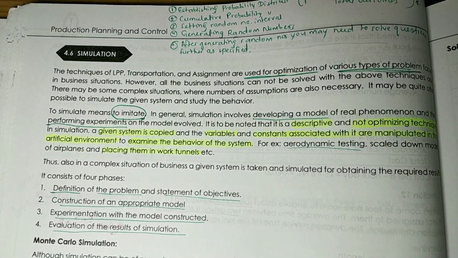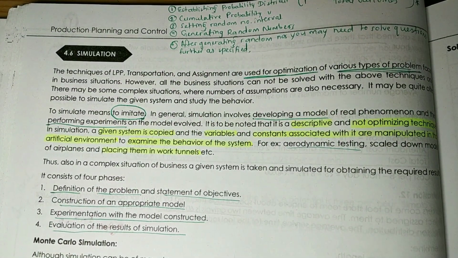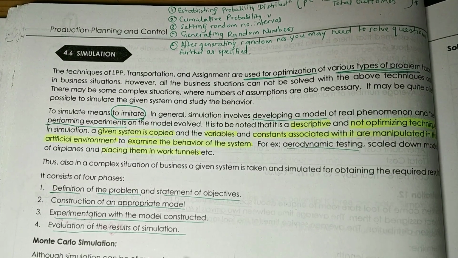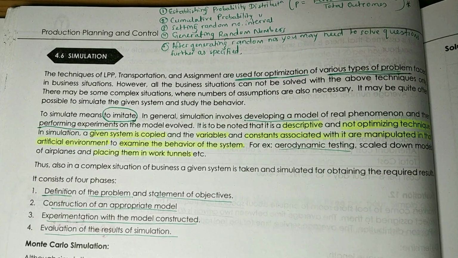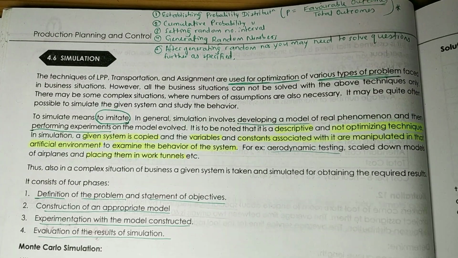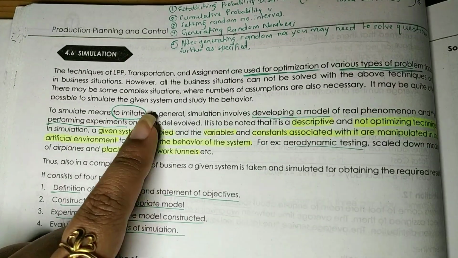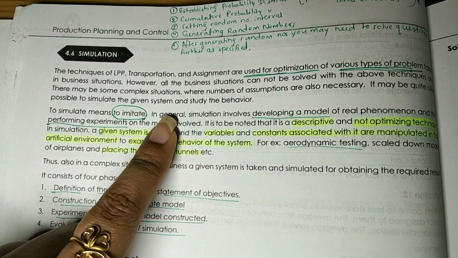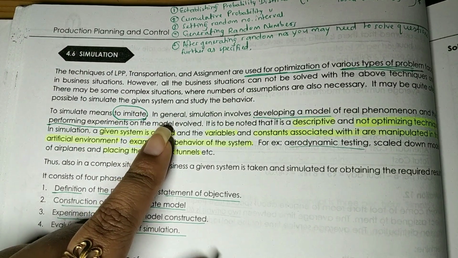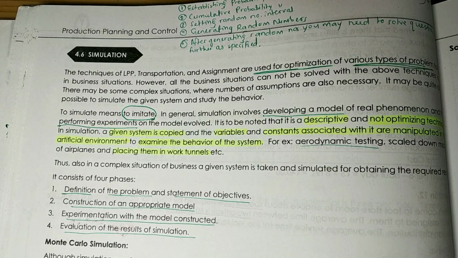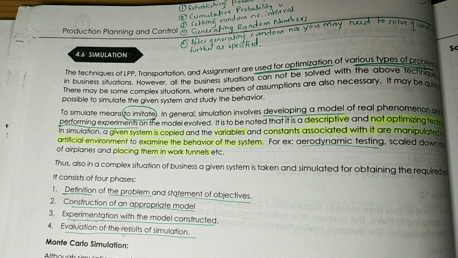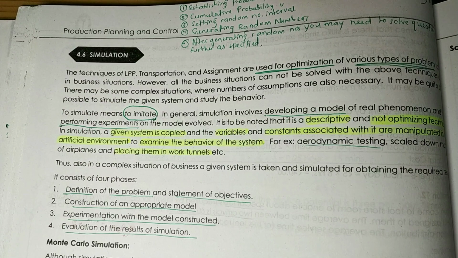So, when there are complex situations where you need to take a number of assumptions, you need to assume a few things. So, in that situation, what happens? It is quite possible to simulate the given system and study the behavior. Simulate का मतलब क्या होता है? To create an artificial environment where you can make the real phenomenon happen, right?